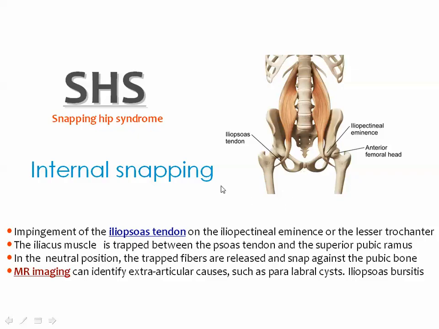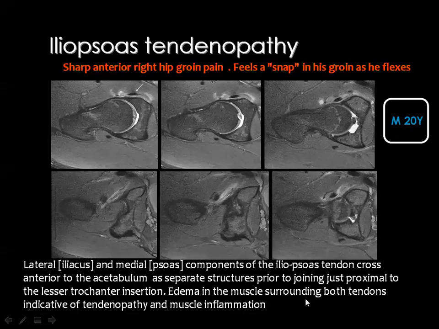As he mentioned, the findings on MRI are usually non-specific. You may get some iliopsoas bursitis, inflammation of the bursa along the anterior aspect of the hip, and we see paralabral cysts or edema of the muscle itself. And this is an example of iliopsoas tendinopathy.